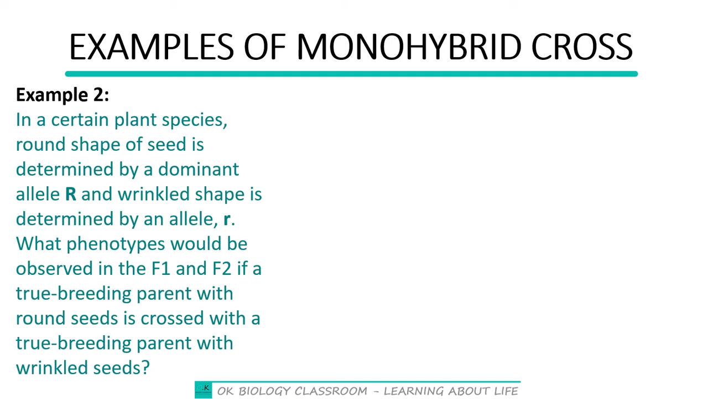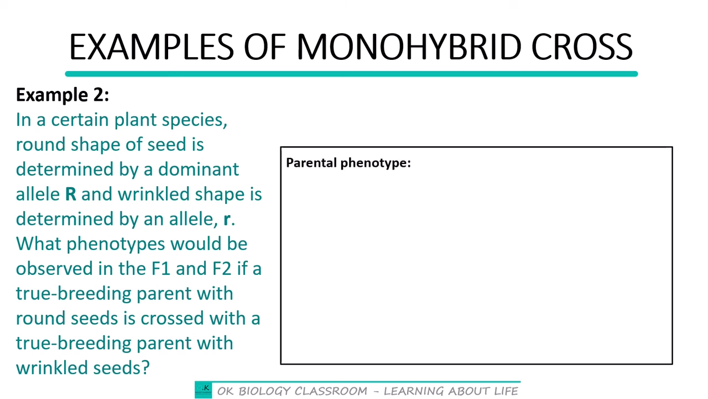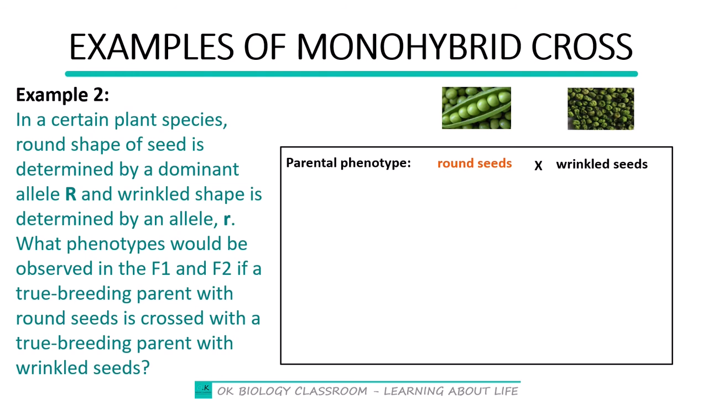So here they have made us aware that the round seed is controlled by an allele capital R and is dominant, and the wrinkled seed, of course, would be recessive and it is small r. Yes, so now they want us to do a cross between true breeding parents for both. So true breeding parents for round seed and true breeding parents for wrinkled seed, and find out what would be observed in the F1 and the F2. So now let us look at the parental phenotype. Round seeds against wrinkled seeds. So they are true breeding.